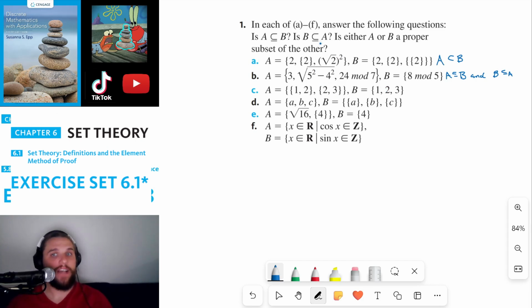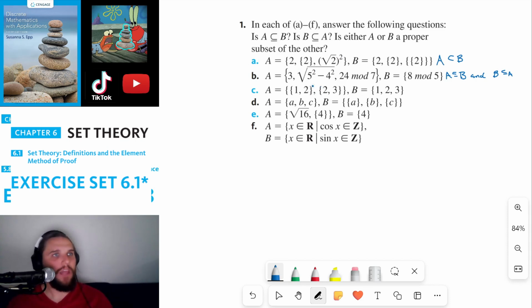We can also ask, is B a subset of A? Meaning, is everything in B also in A? But this is also false, because the number 1 is not an element of A. The elements of A aren't numbers. 2 is also not an element of A, and 3 is also not an element of A.